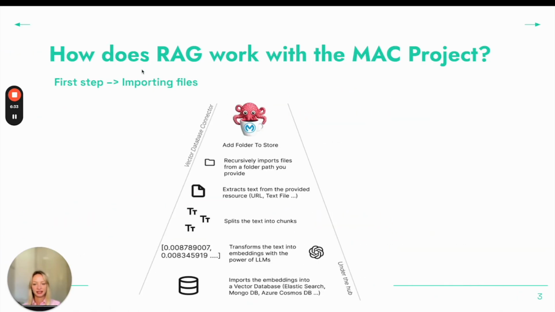Okay, how does this work and how does this upload? This is the first step. In order to generate some data, you need to import the files. We crawled the site, I will show that a bit later, and then we imported those files into the vector store. We extracted the text from the provided resources, split it into chunks, which of course is configured, and then transformed this text into embeddings with the power of the LLMs, after which we imported the embeddings into a vector database. Currently I'm using Azure Cosmos DB, which is hosting the vector store.